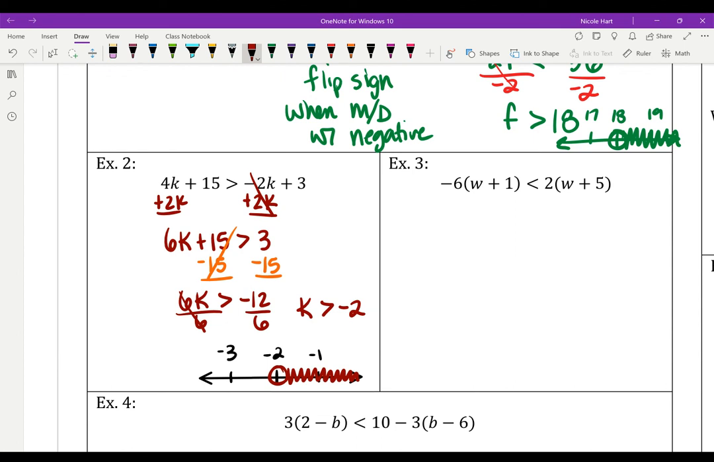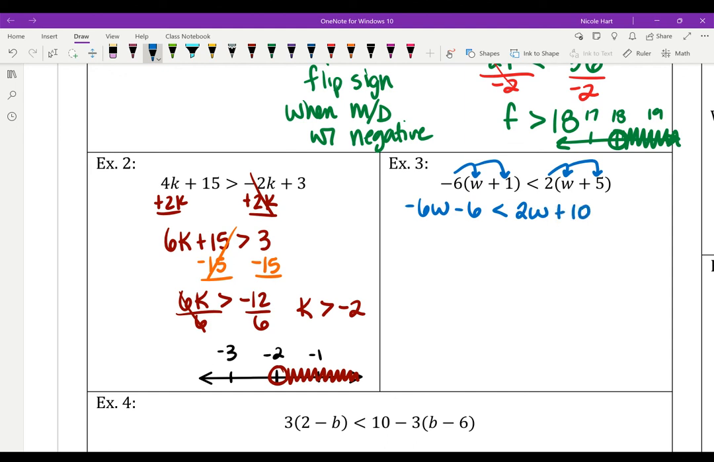Now our example on the right-hand side has parentheses, so now I do want to distribute. I'm going to distribute that negative 6 into the parentheses with w and 1, and distribute the 2 into the w and 5. Negative 6 times w is negative 6w. Negative 6 times 1 gives us minus 6, is less than 2 times w plus 2 times 5, which is 10.